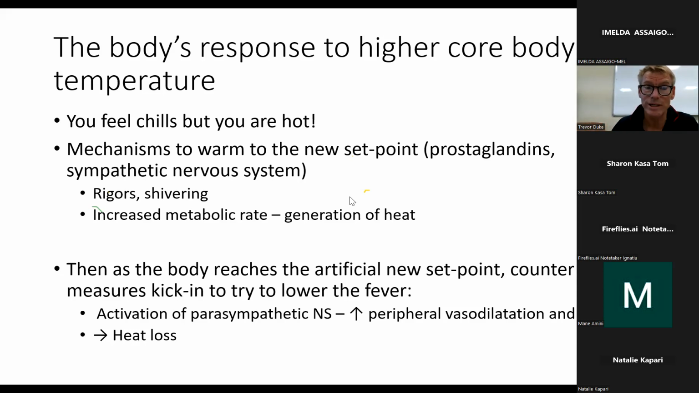And then you start sweating. That's all the parasympathetic response to fever. And your body's trying to lose heat at the same time as it's trying to maintain that temperature of whatever the new set point is.